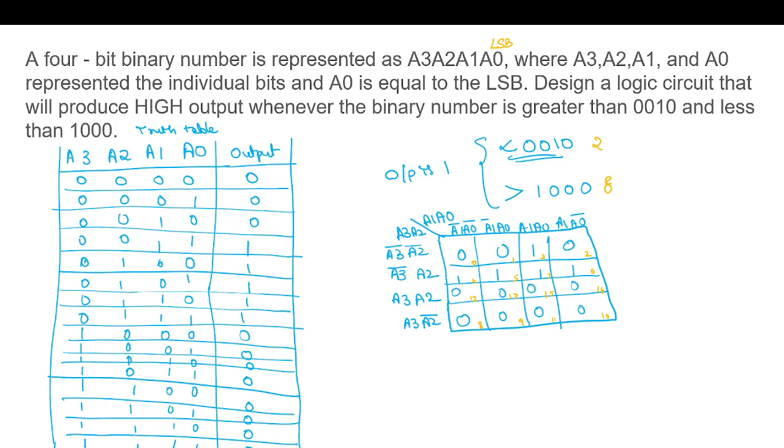So how can we simplify or group this? We have one quad and one pair. So X is equal to A3 complement A2 plus A3 complement A1 A0. So we can take A3 complement as common. So we get A3 complement times (A2 plus A1 A0).